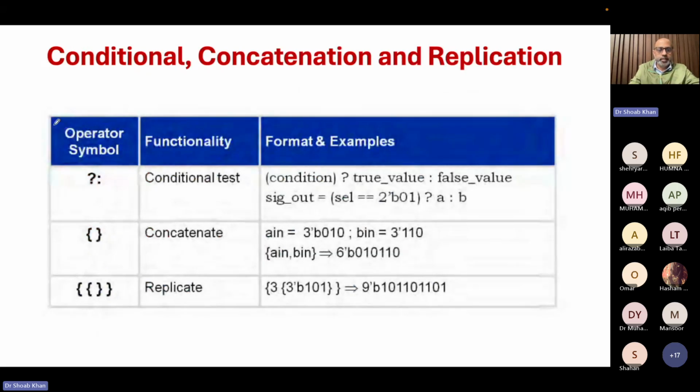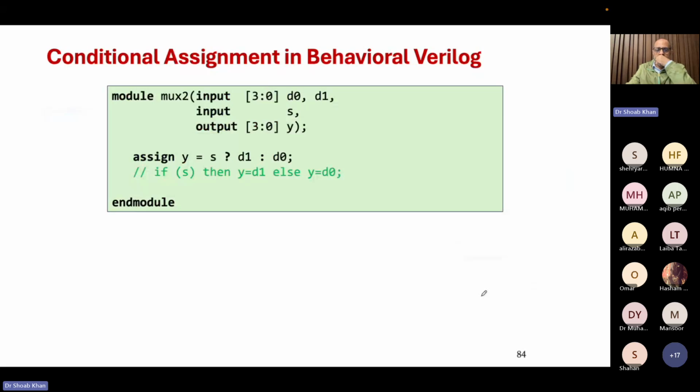Then the other, conditional operator, is also in C. You check this bit, like an if else statement: if this is true, then output will be A, else output will be B. This is called the conditional operator. Concatenation is that you can put two numbers together to make a 6-bit number by just saying this. And replication is you say repeat 3 times this number and make it a 9-bit number, so it will do that. They are very handy in coding hardware, these two operators.